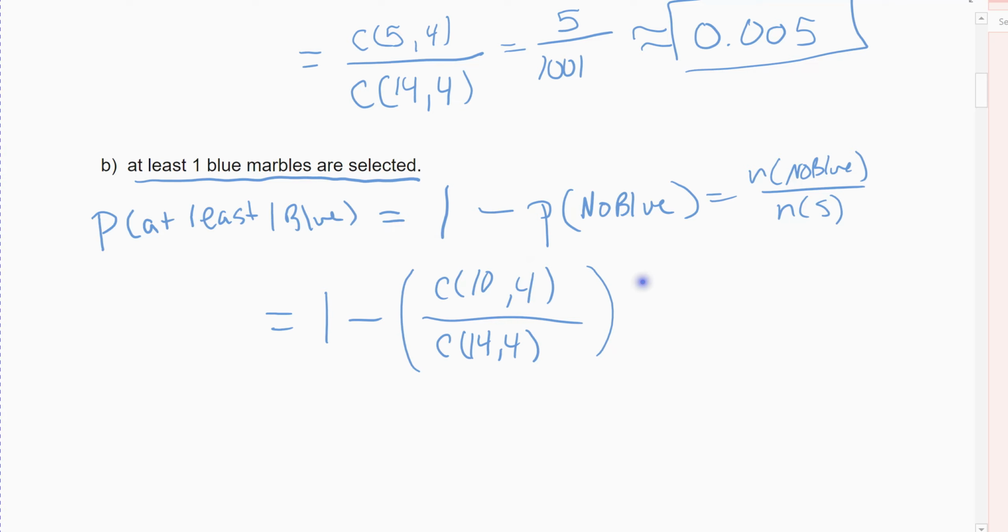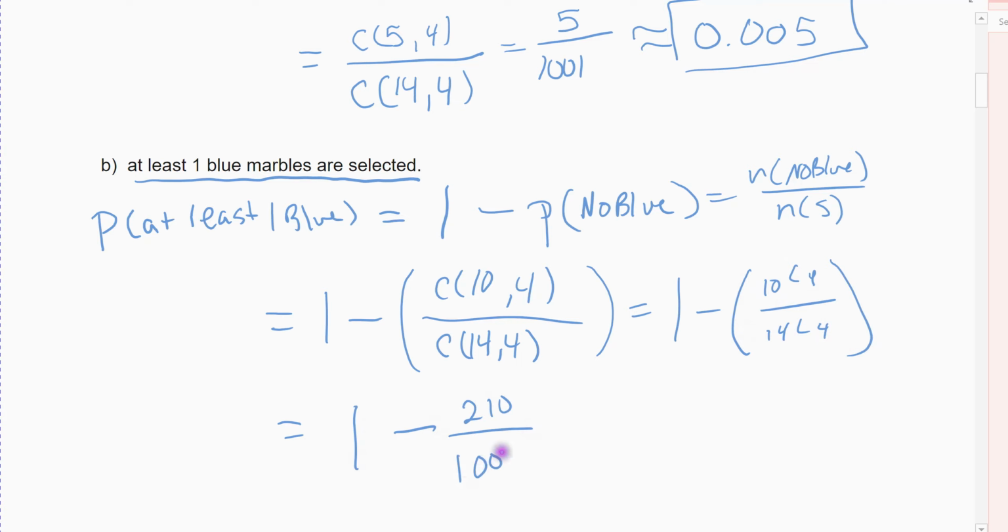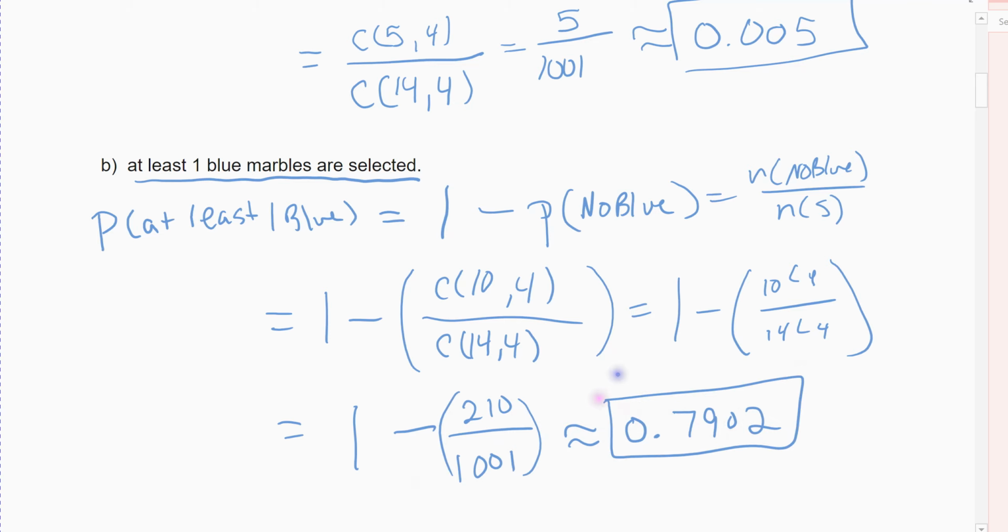Alright, so it's up to you. You could plug this all in the calculator at once if you wanted to. If you wanted to type in 1 minus, again, I would put parentheses around combination 10 choose 4 divided by combination 14 choose 4, and you could just plug it in all in one shot. Biggest thing is to put parentheses around this fraction. Or you could find those numbers and then do the division and the subtraction. Combination 10 choose 4 would be 210. Combination 14 choose 4, 1001. And again, always a good rule of thumb whenever you're adding and subtracting fractions to put parentheses around it. The decimal approximation to that is 0.7902 if I round to 4 decimal places.